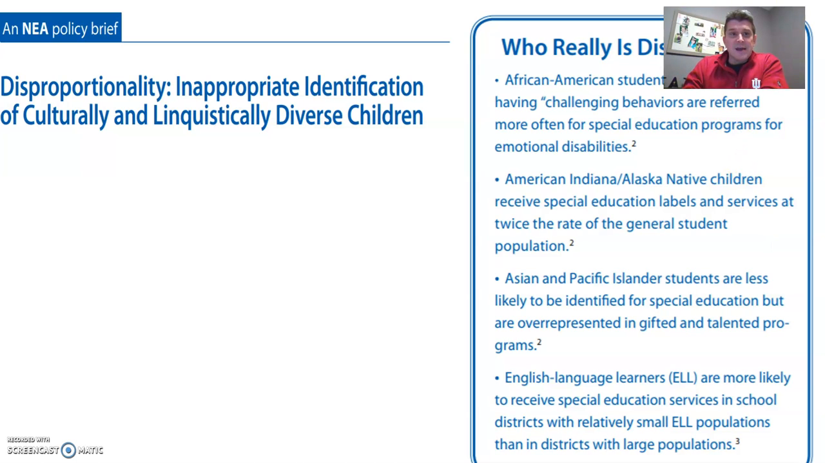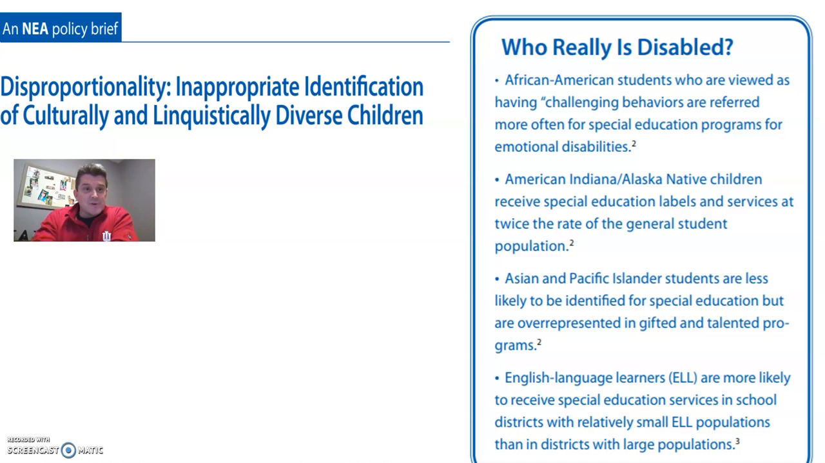Here are some statistics to just kind of support this. This is not from a resource that's in Canvas, but this is from the NEA, National Education Association. African American students who are viewed as having challenging behavior are referred more often for special education programs for emotional disabilities. We just talked about that. You can see some other things here about American Indian or Alaska Native children, Asian and Pacific Islander students, and English language learners. I know several of you make that a focus of your career. They are more likely to receive special education services in school districts with relatively small ELL populations than in districts with large populations.